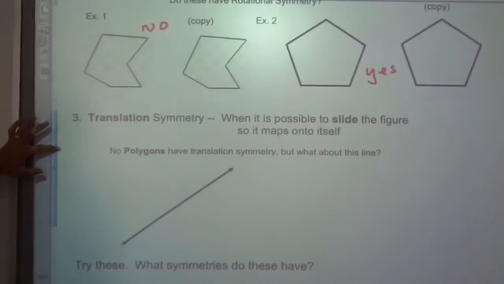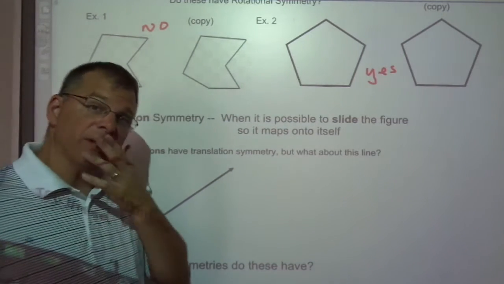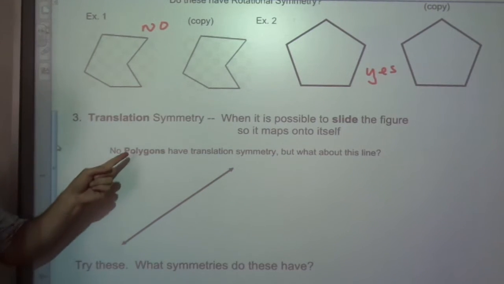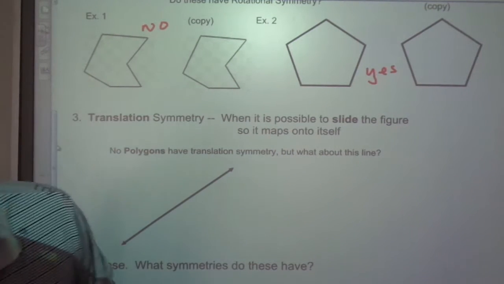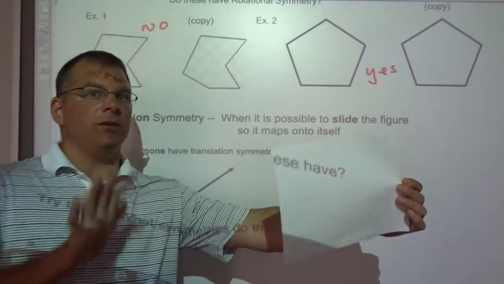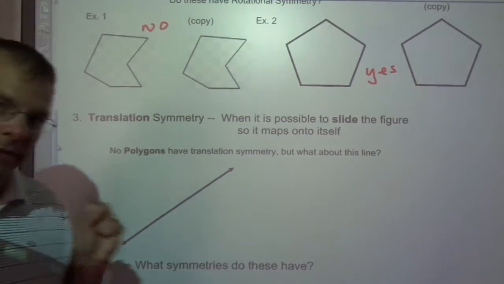The third kind is translation symmetry. That's when you can slide the figure so it maps onto itself. Now that doesn't happen very often. No polygons have translation symmetry because I can't take this shape, slide it, and have it be the same thing, because it's not really in the same position. To have translation symmetry, you have to have something that's kind of going on forever.